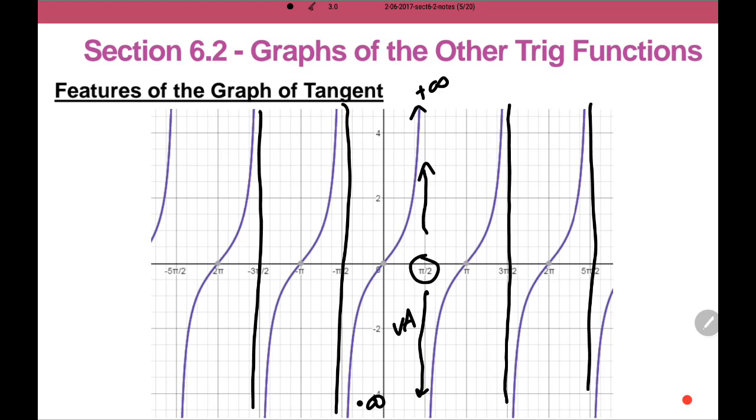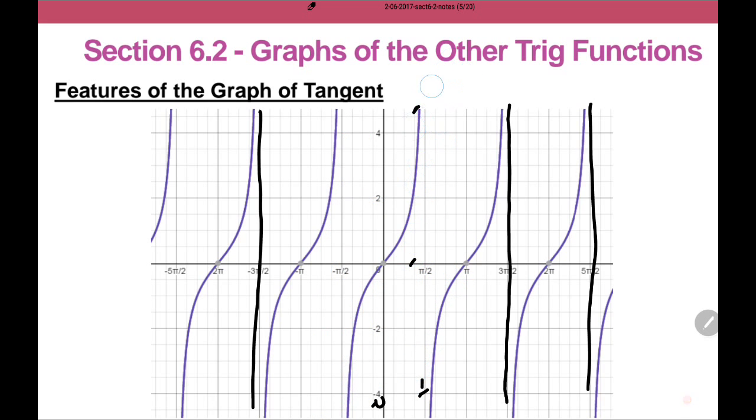Alright, so you might be thinking, okay, how does that work? Again, with the whole period thing, you can see on each of these, there's a pi between each of these intercepts. There's also a value of pi between each of the asymptotes. So that's the other way you can figure out the period from a graph of tangent.